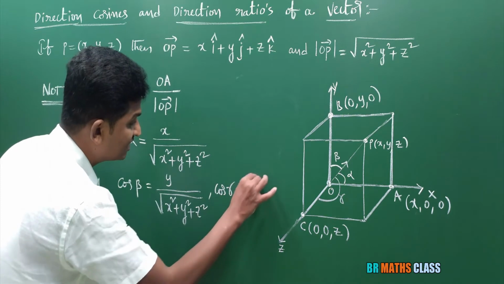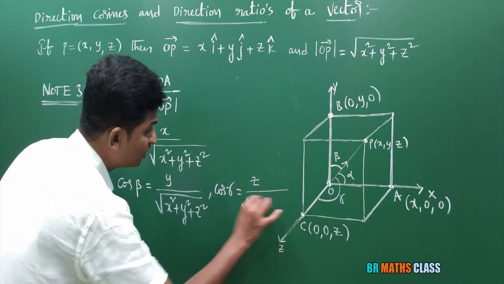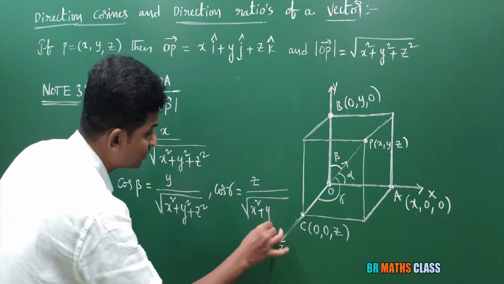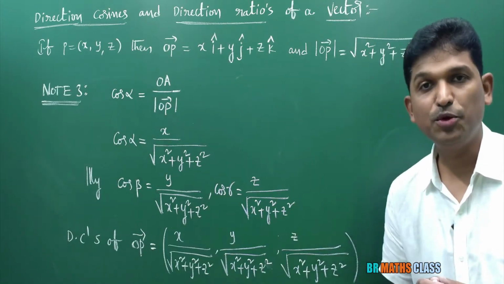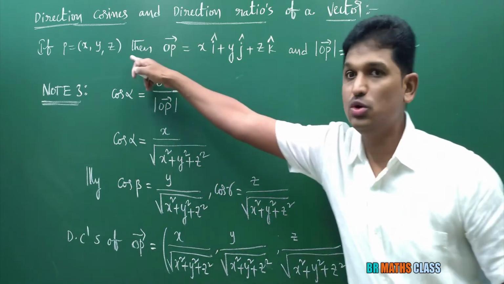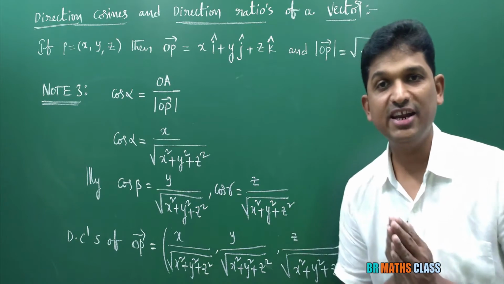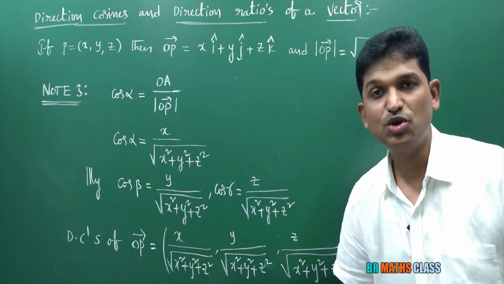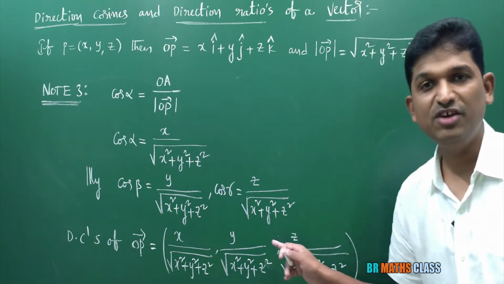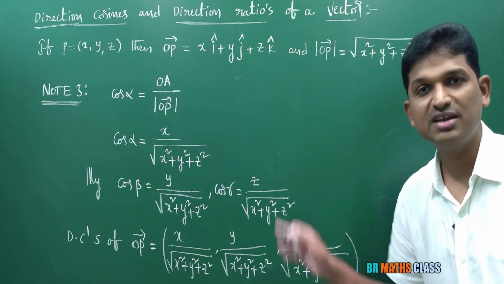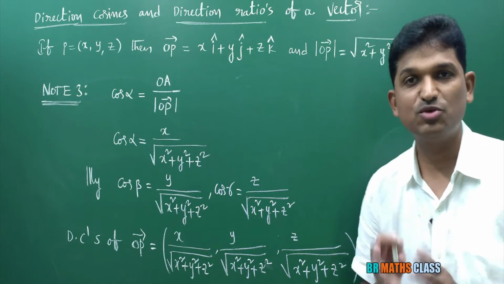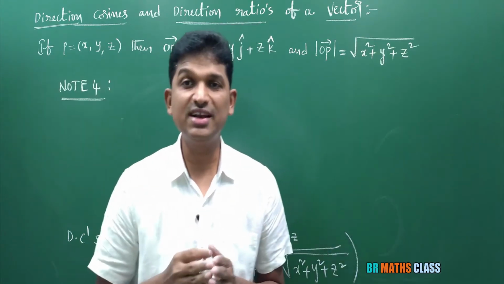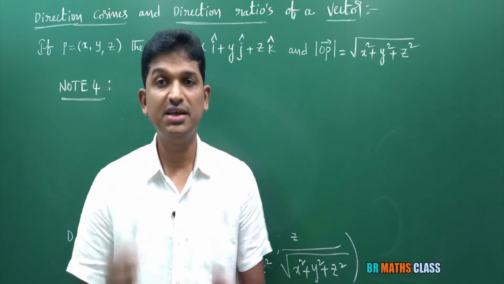cos gamma is z divided by root over x square plus y square plus z square. So this is the final point what I want to say. If P equal to (x, y, z), then the direction cosines of OP bar formula is what? Very very important. x divided by root over x square plus y square plus z square, y divided by root over x square plus y square plus z square, z divided by root over x square plus y square plus z square. What is the relation between L, M, N?